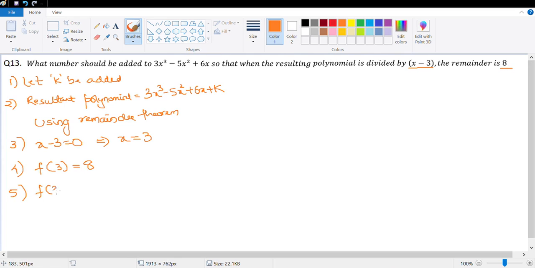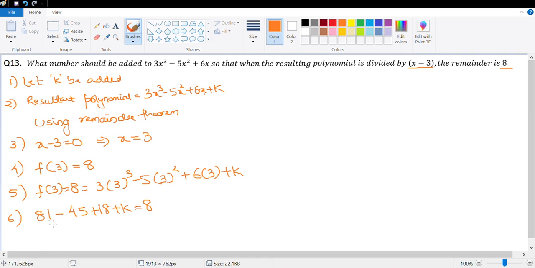So f of 3, which is equal to 8, is equal to 3 times 3 cube minus 5 times 3 square plus 6 times 3 plus k. So I've replaced the value of x with 3. Now 3 cube, that's 27, into 3, 81, minus 3 square, 9 into 5, 45, plus 6 into 3, 18, plus k, that should be equal to 8. And that's correct. So 81 plus 18, that's 99. 99 minus 45, that's 54. Yes, 99 minus 45 is 54.